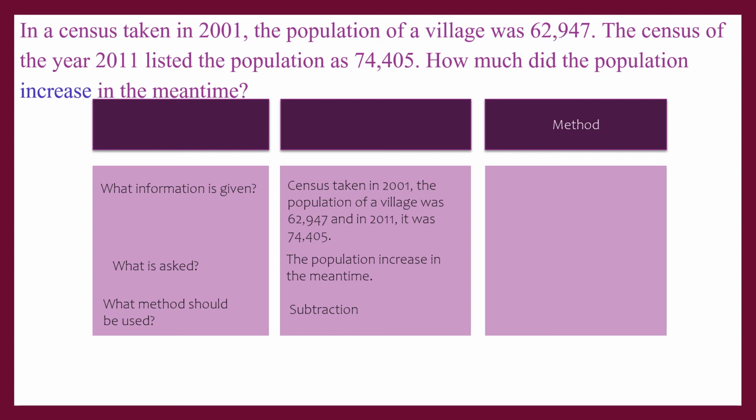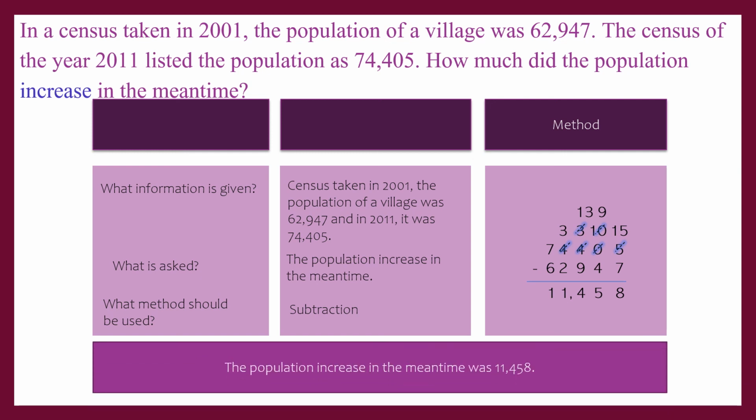Now we will solve the sum in the next column. 74,405 minus 62,947. We will get the answer, that is 11,458. This answer we will write in a statement. The population increase in the meantime was 11,458.